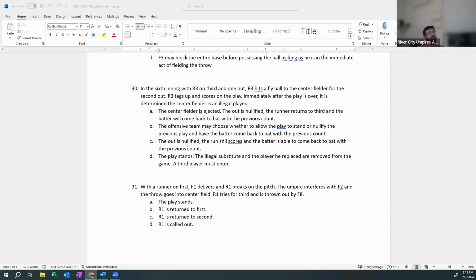Yeah, absolutely, that is the correct answer. The offensive team may choose whether to allow the play to stand or nullify the previous play and have the batter come back to bat with the previous count. The center fielder is not immediately ejected. He is no longer an eligible substitute. If he comes back again, then I believe the head coach is ejected, but B is the correct answer.